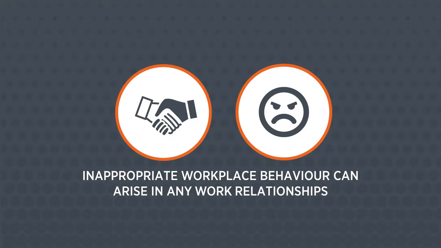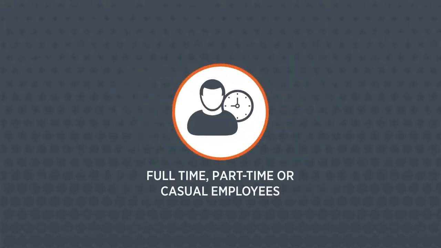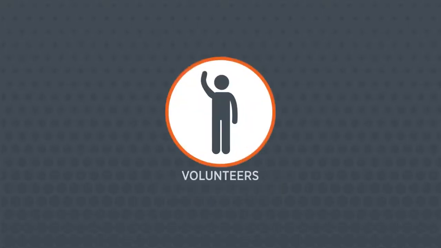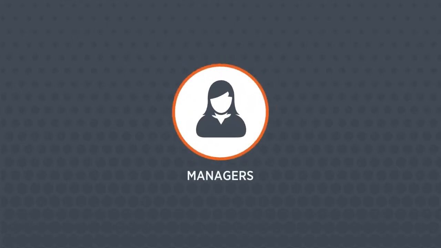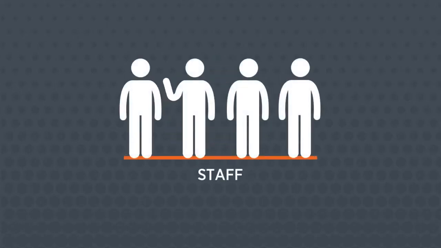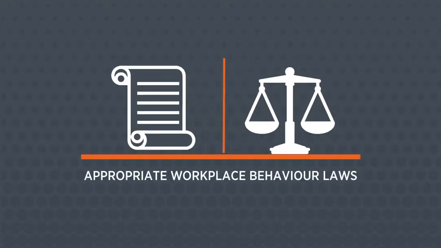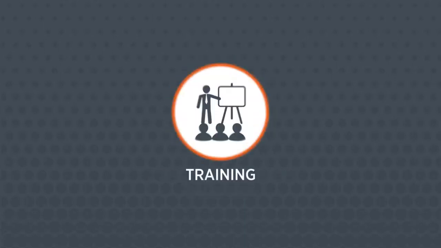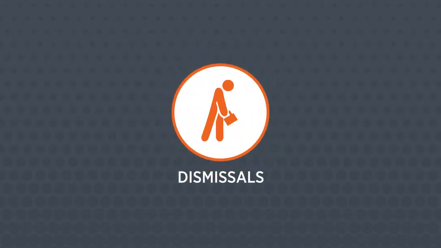Inappropriate workplace behaviour can arise in any work relationships, including full-time, part-time or casual employees, contractors, volunteers, managers and staff, all of whom are referred to in this video as workplace participants. Appropriate workplace behaviour laws also cover job advertisements, applications and recruitment, terms and conditions, promotions and transfers, training and dismissals.